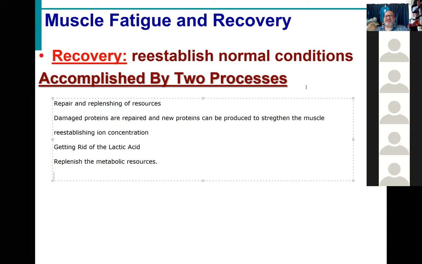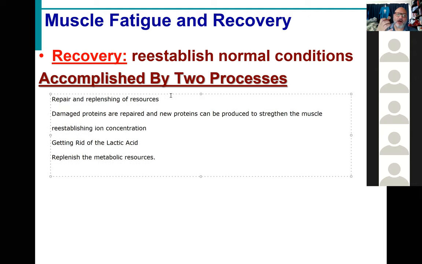However, there is something that is going to be needed really, really a lot for all of this. All of these processes are going to require ATP. And most importantly, if we are going to efficiently produce ATP, what do we need?